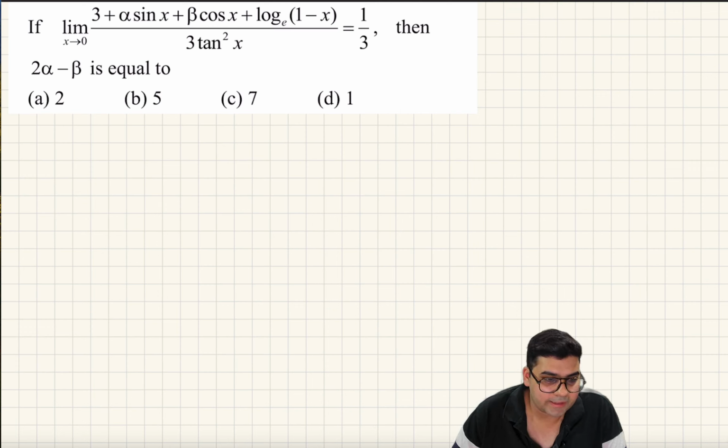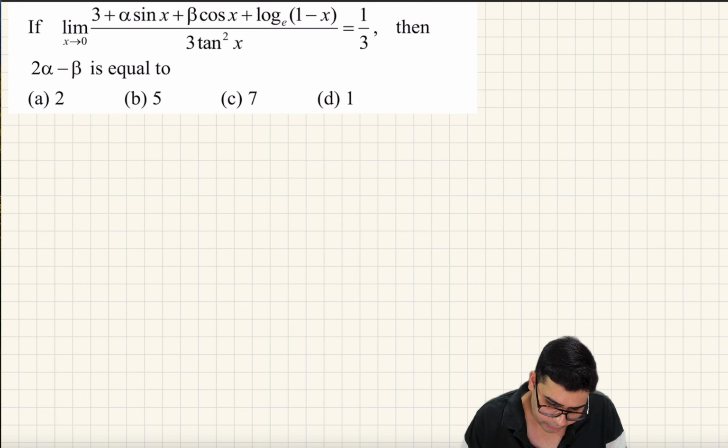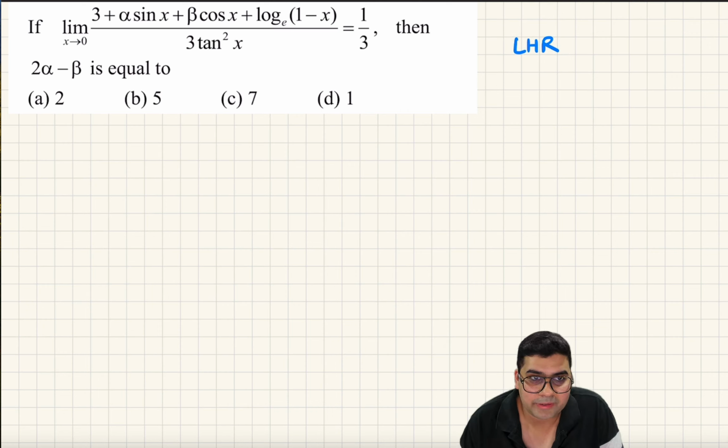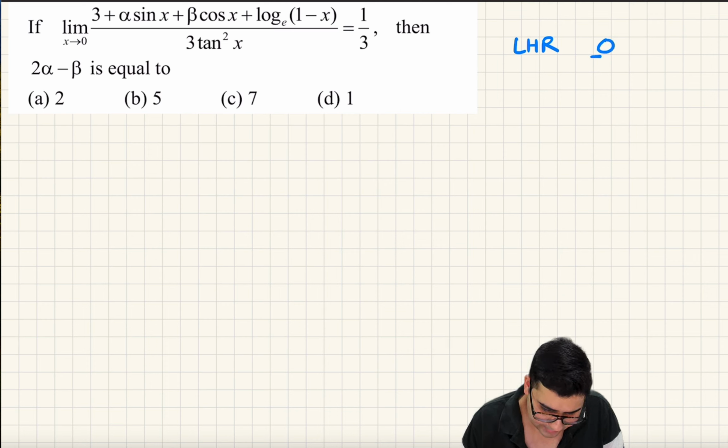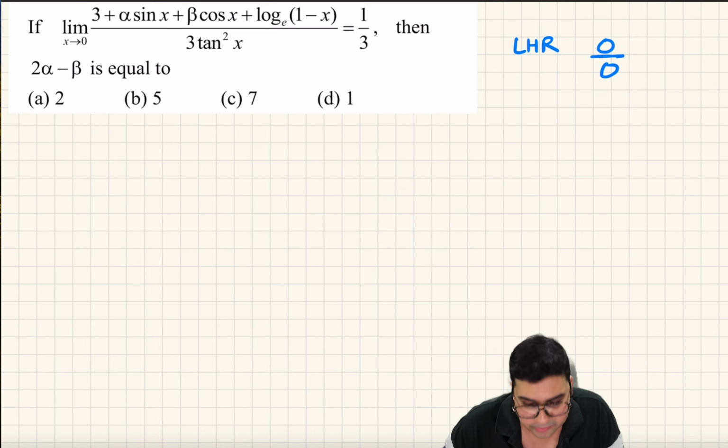Try to solve the question on your own and then look into the solution. Even if you have got the answer, I would recommend you to go through the solution once, because at times my solution may be a bit time effective. That can be the case. So anyways, in every problem I'm going to apply LHR, which is our L'Hopital rule, and you should confirm that for LHR the form is 0 by 0.